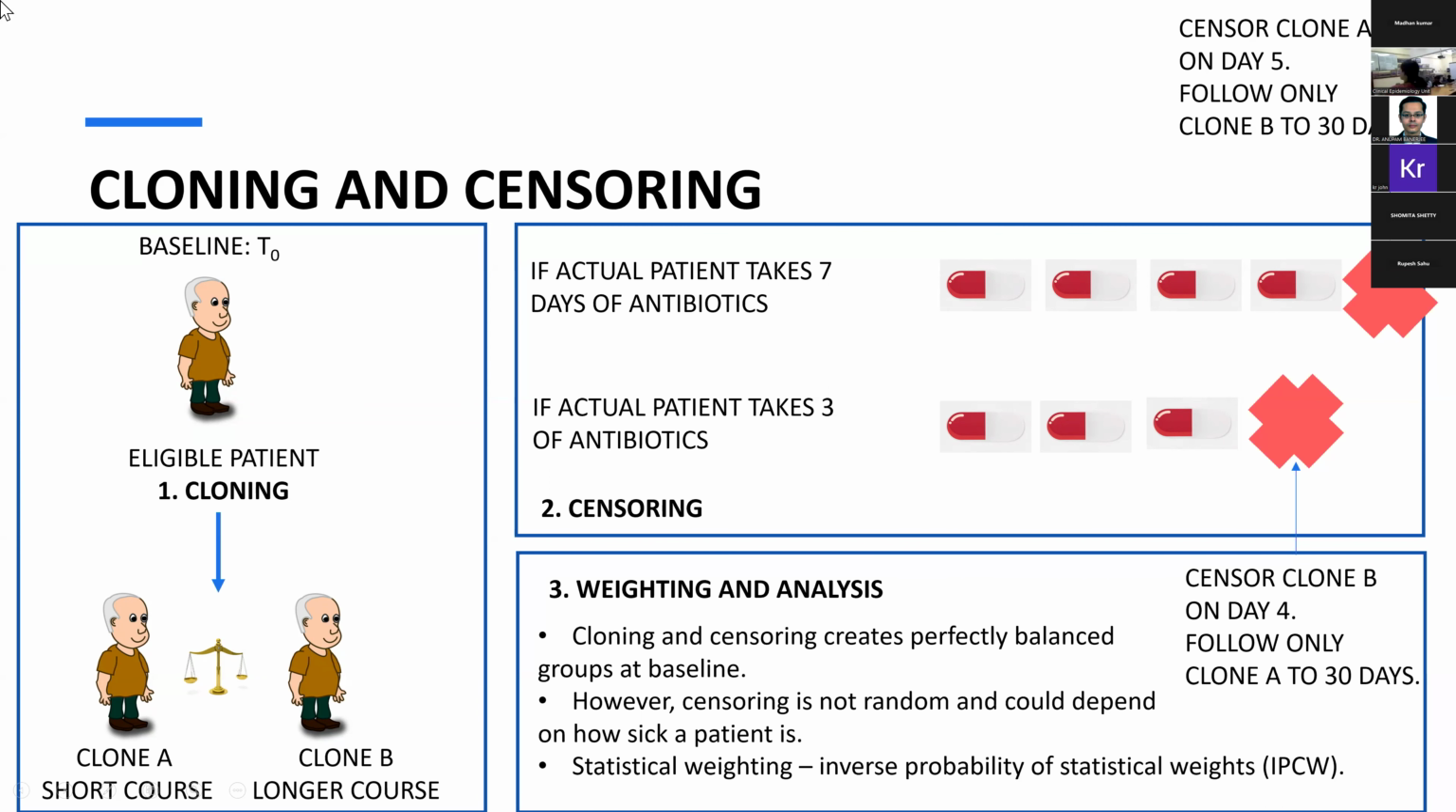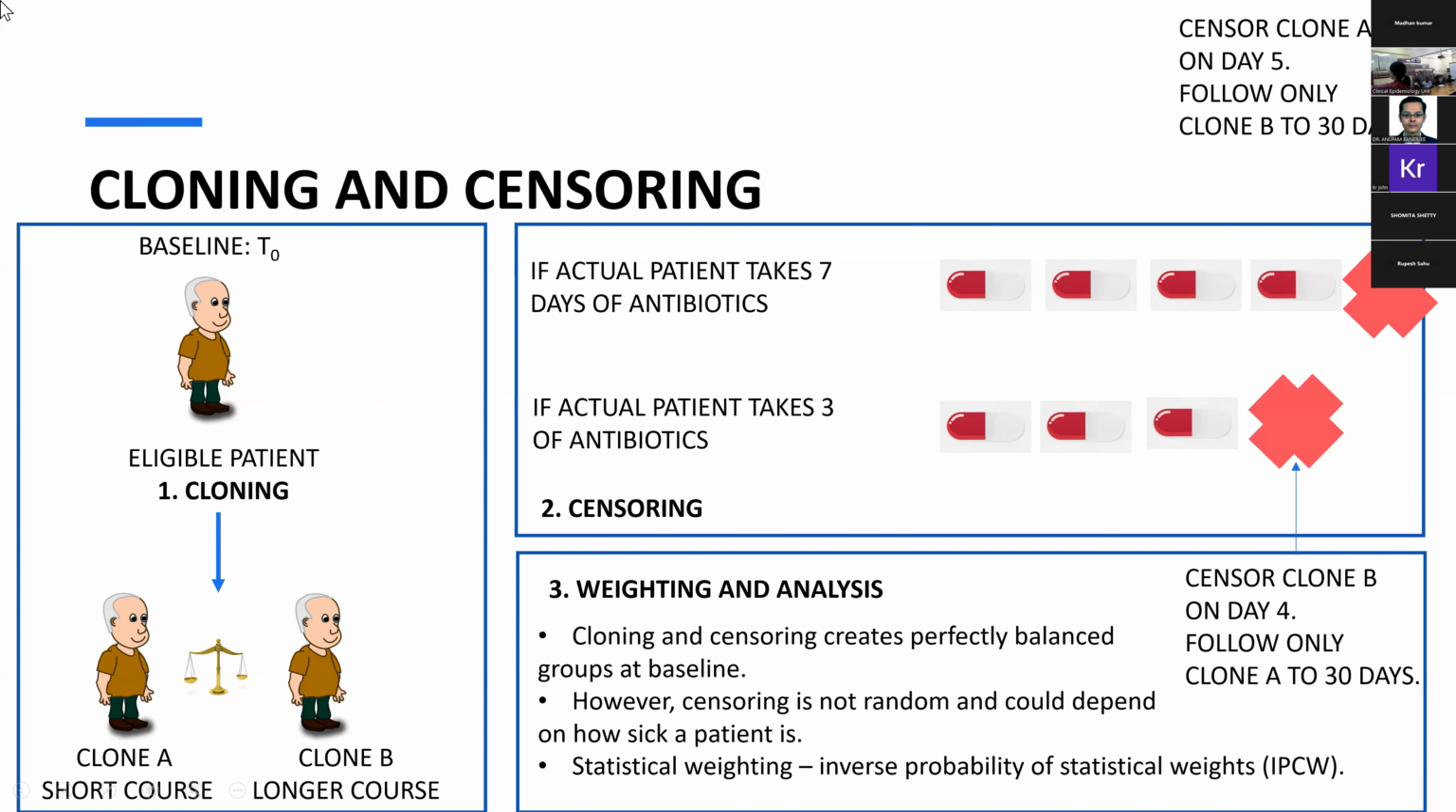Now I am going to follow up the real Amrita, okay? If Amrita takes 7 days of antibiotics, clone A is cancelled. Because clone A was supposed to follow short-term treatment. Clone B was supposed to follow long-course treatment. If the actual patient has taken long-course treatment, I will censor the short-course clone, and I will only follow up the long-course clone until day 30 to find out mortality.